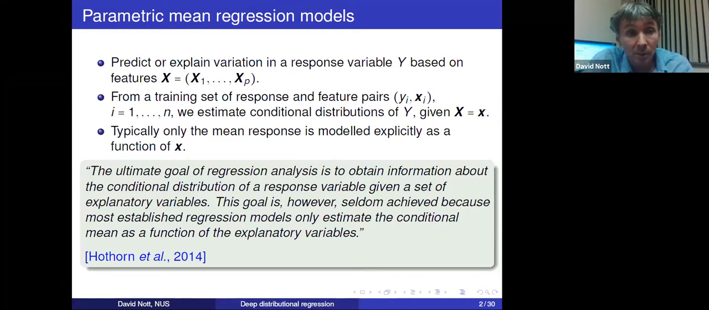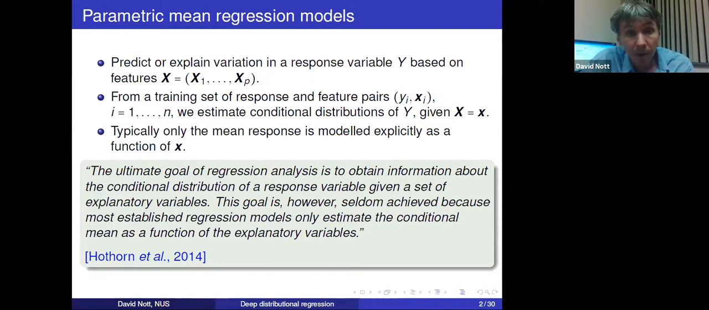Now, in a lot of regression models used in applied statistics, we only model the mean response as a function of the features. I thought I'd share with you this quote from a recent distributional regression paper. The authors take a somewhat militant tone, perhaps justifiably so, and they say the ultimate goal of regression analysis is to obtain information about the conditional distribution of a response variable given a set of explanatory variables. This goal is, however, seldom achieved because most established regression models only estimate the conditional mean as a function of the explanatory variables.